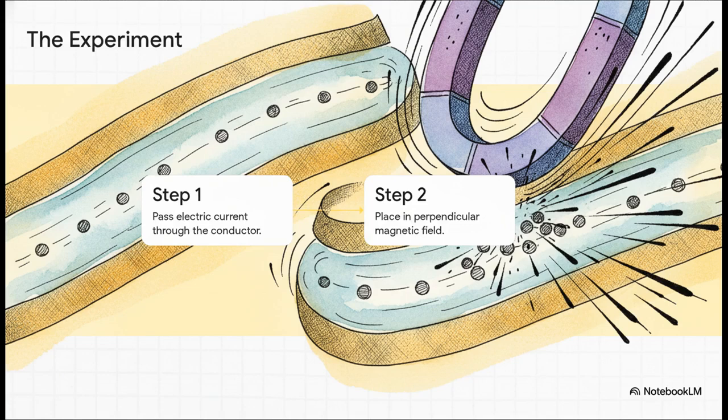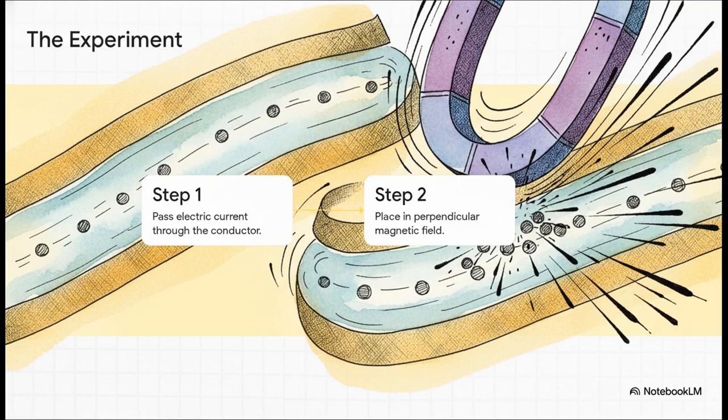All right, let's look at the baseline setup. Step 1 is super simple. Just pass an electric current through a conductor. When we do this, we're essentially creating a microscopic river. The electrons begin flowing continuously in one single direction. It's orderly, it's highly predictable.